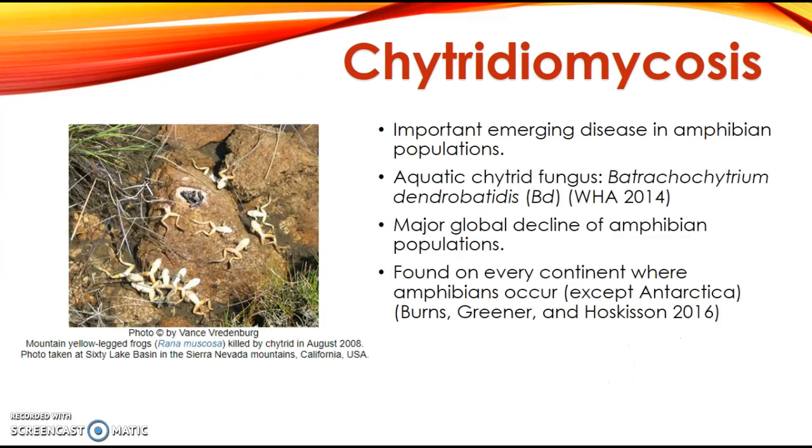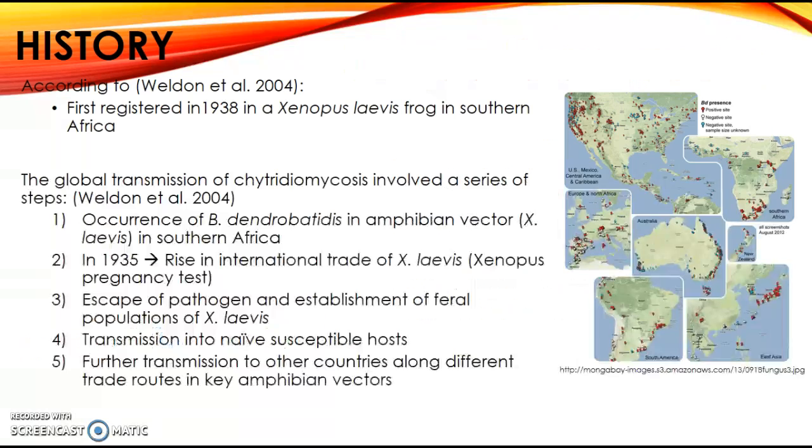Now, our second example is chytridiomycosis. It is actually an important emerging disease in amphibian populations. It is caused by an aquatic chytrid fungus called Batrachochytrium dendrobatidis. It is the causative factor of major global decline in amphibian populations. It is found on every continent where amphibians occur except Antarctica. Now, a little bit about the history.